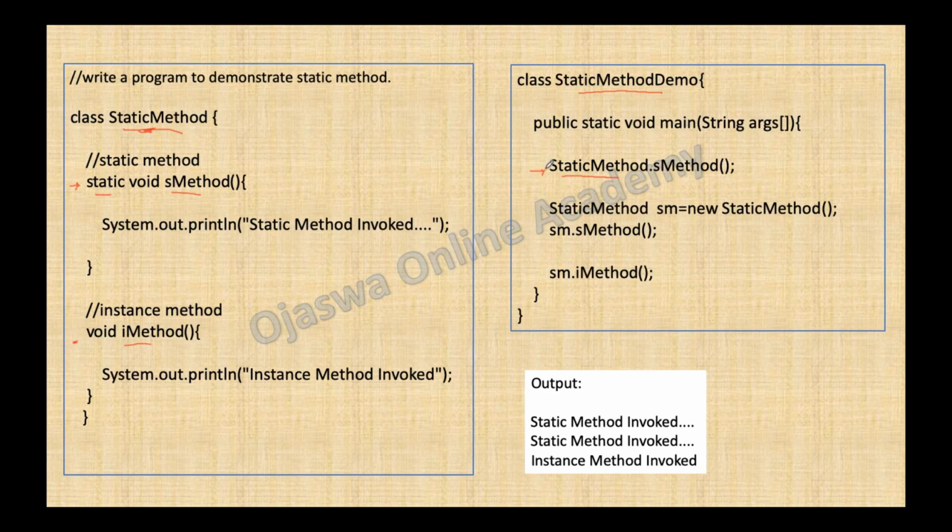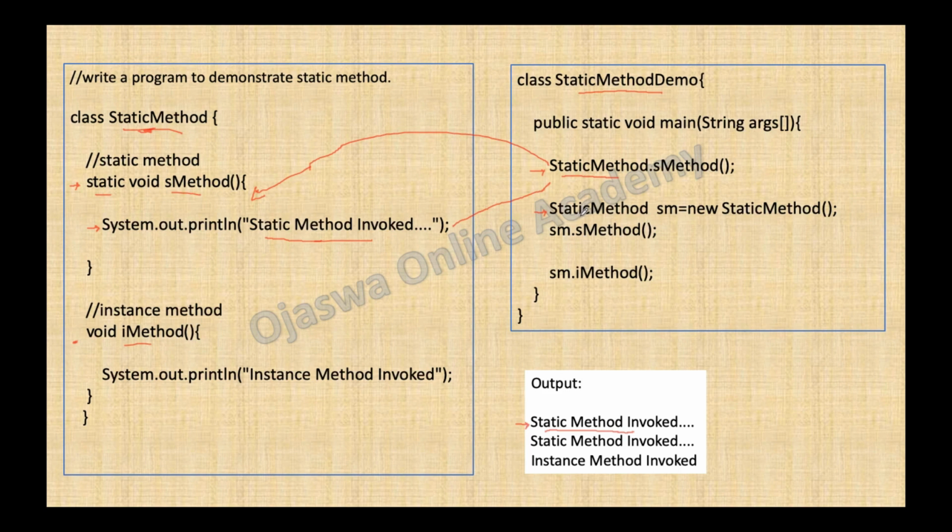So once the interpreter reads this statement, it will give a call to the method. From here, control of the program will go to the method definition and the code inside the method executes. SOP prints the text static method invoked to the console. Hence, static method invoked will be printed to the console. Control goes back. Next statement is executed.